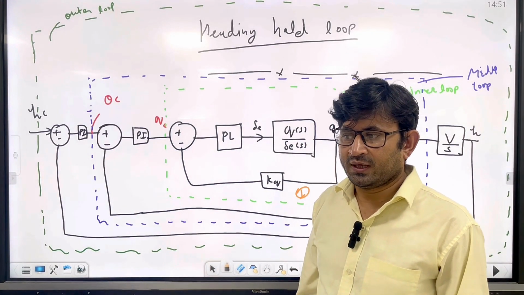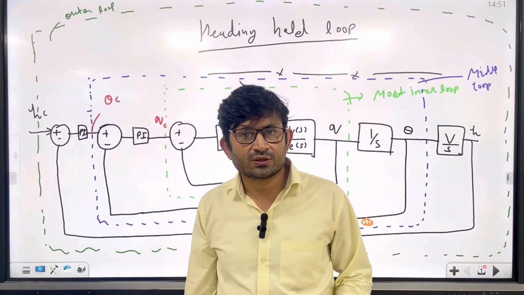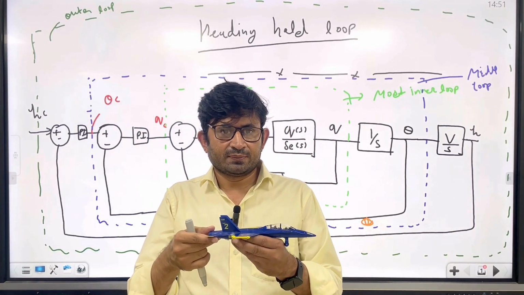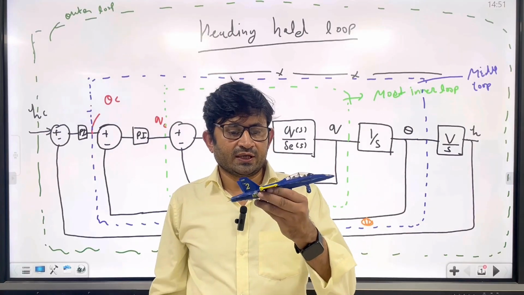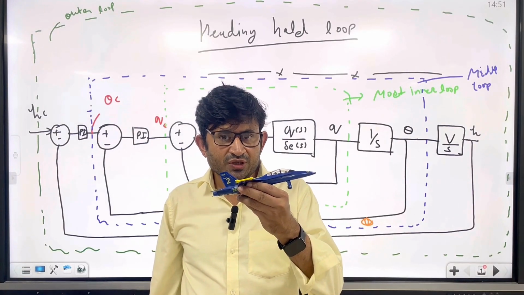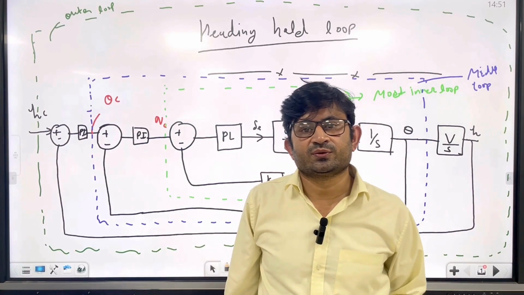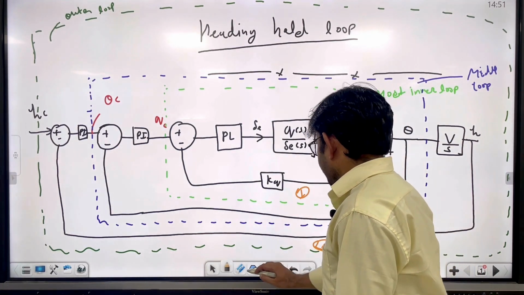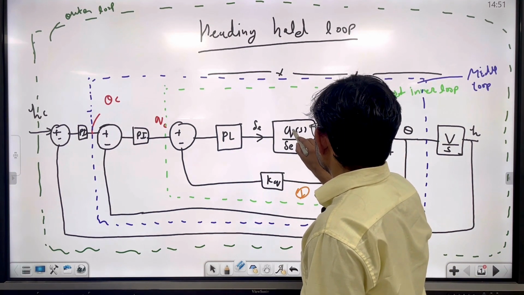I already explained to you about the pitch loop. By deflecting the elevator you generate the pitch rate, then the pitch angle, and finally at one particular pitch angle you can hold the altitude. That is how we have done it. Now we will try to change this loop to heading.